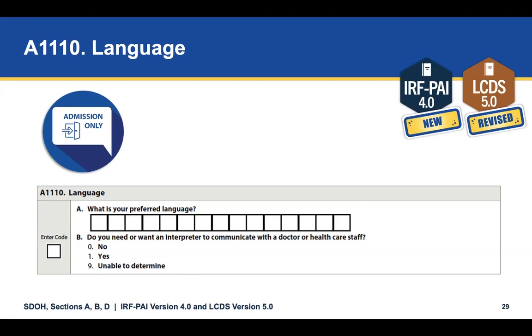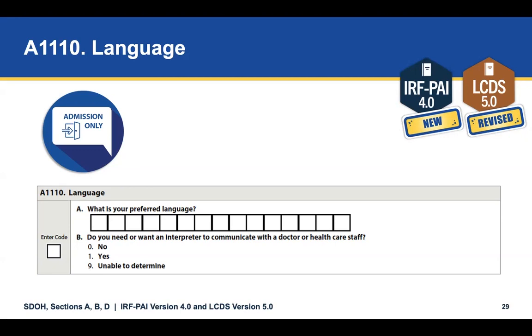Previously in the LCDS, the information now seen in A1110B, do you need or want an interpreter to communicate with the doctor or healthcare staff, used to be labeled as A1110A. However, when reviewing this data element for standardization across all PAC settings for better logical flow, the information was aligned across all assessment instruments to what is seen here, with A1110A recording the preferred language of the patient and A1110B recording whether the patient needs or wants an interpreter.